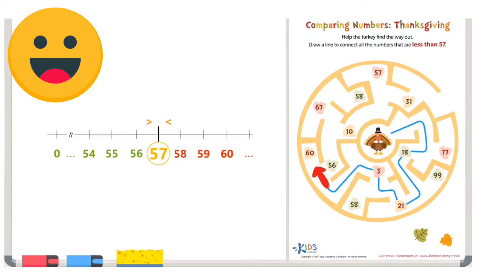We can either go to 60 or 56. Which one is going to be less than 57? 56 is less than 57. It's even on our number line that we drew. 60 is more than, or greater than, so we're going to go to 56, okay? And then let's keep going around here. We can either go to 10 or 67. So 10 is less than, so we're going to go this way. And then we're going to keep going around.